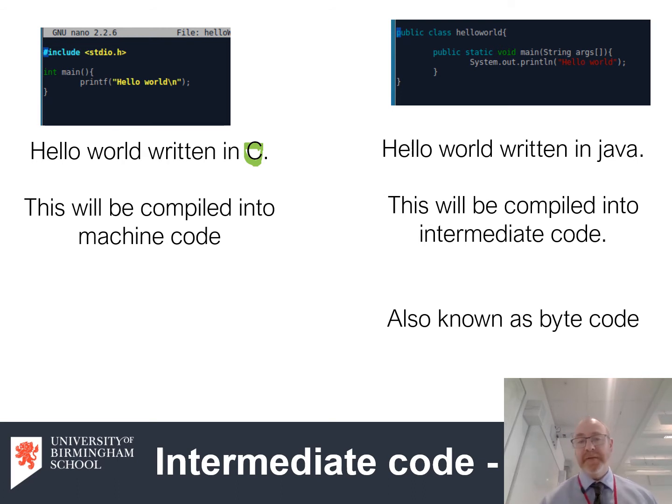The difference here is that C will compile directly into machine code, which means that the executable file that's generated from this will only work on the system that I created it on. So in this example, I code this on Linux, so it'll work on my x86 Linux PC. If I try to run it on Windows, it just will fail.